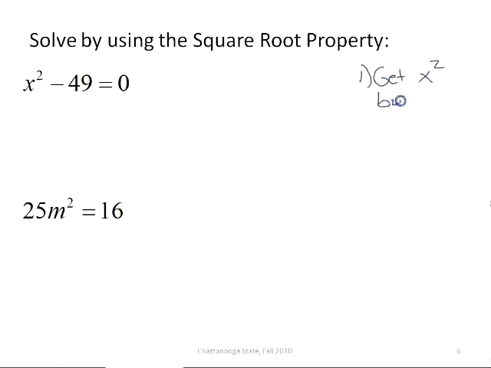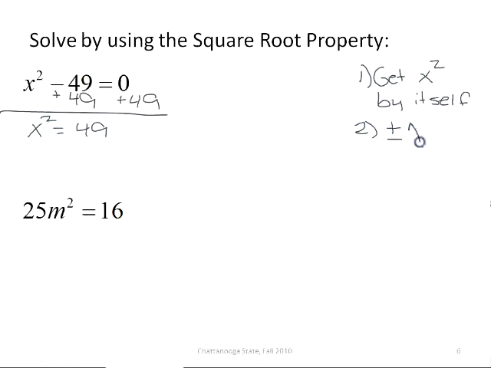The square root property says to get x squared by itself. That's your first step. We would add 49 to both sides. That would give us x squared equals 49.